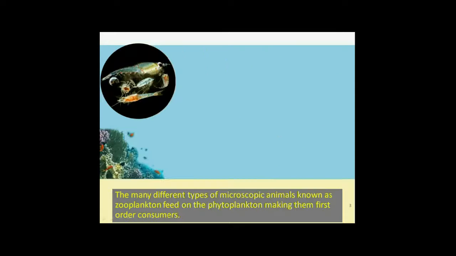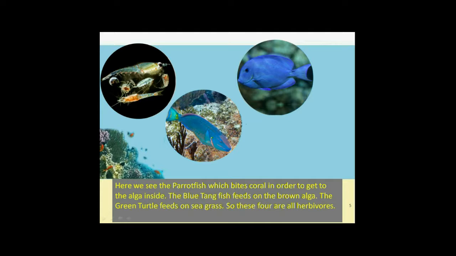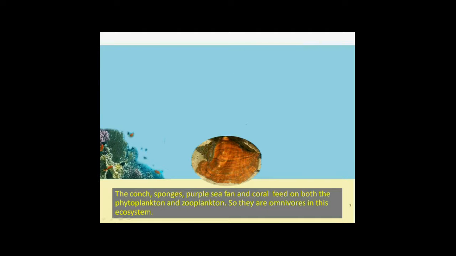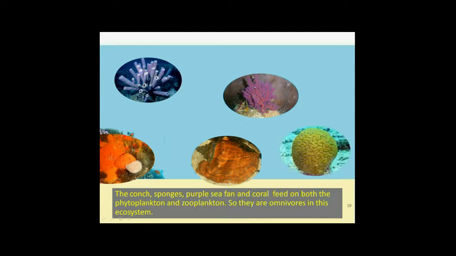Many different types of microscopic animals, known as zooplankton, feed on the phytoplankton, making them first-order consumers. Here we see the parrotfish, which bites coral in order to eat the alga inside. The blue tang fish feeds on the brown alga. The green turtle feeds on seagrass. So these four are all herbivores. The conch, sponges, purple sea fan and coral feed on both phytoplankton and zooplankton. So they are omnivores in this ecosystem.